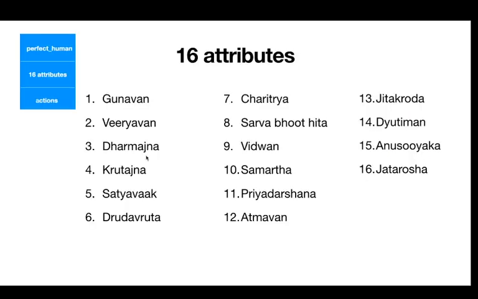So we'll understand that our main purpose now is to define a class called perfect human being that has 16 attributes. Now these are the 16 attributes which are listed here. Let me recite the actual shlokas as mentioned in Valmiki's Ramayana, where all these 16 attributes are listed. The shlokas go like this.